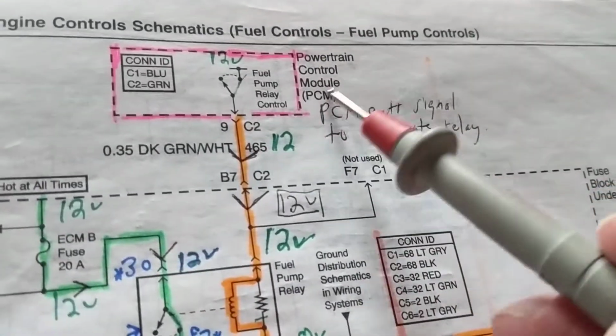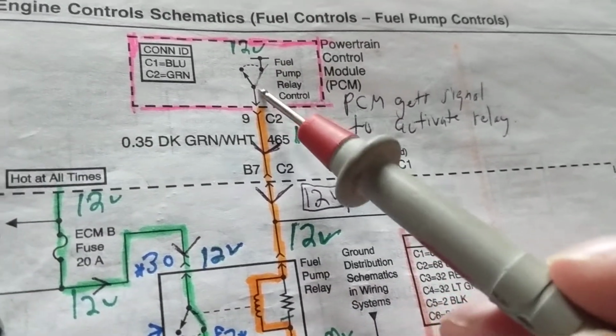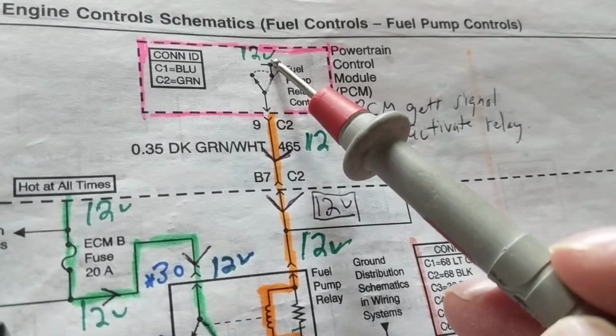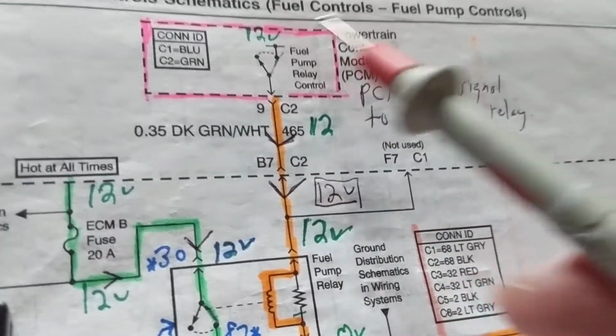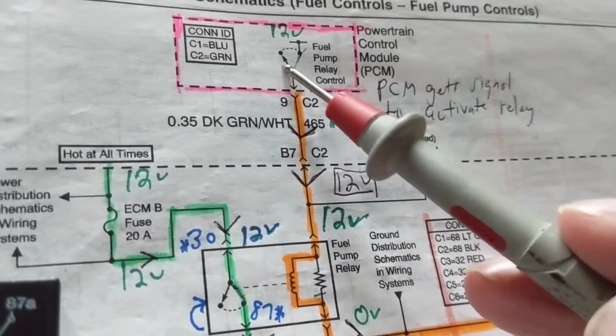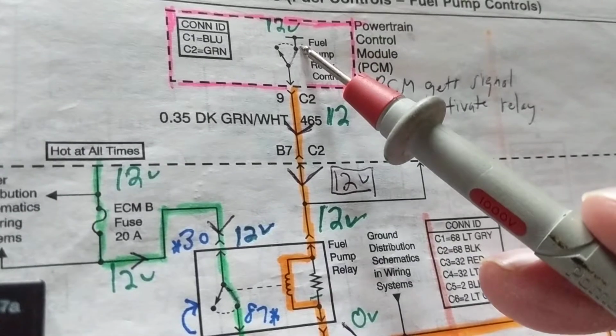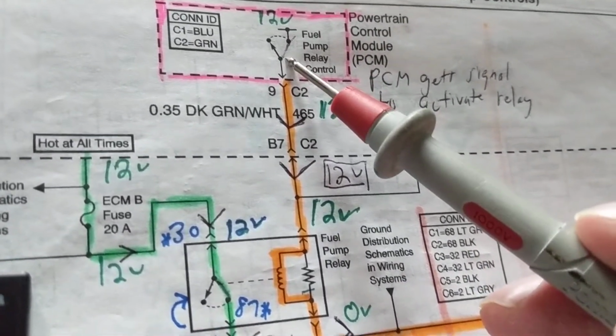Anyway, powertrain control module over here. This is an internal switch that's flipped to 12 volts. How do I know this is 12 volts? Did I just draw it? There has to be 12 volts in the computer. Correct? So this is at the rest position. When this is flipped, this is a closed circuit over here, as I drew it.